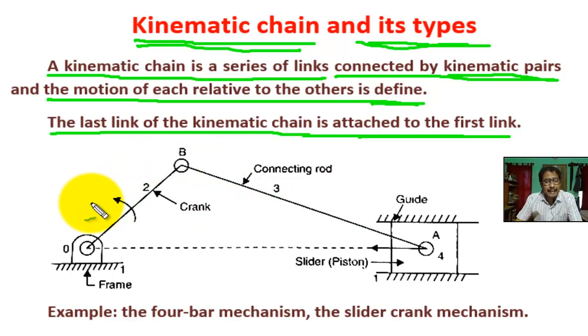This is a slider crank mechanism. Here this part is fixed, this guide is fixed, all fixed parts are the frame, and all fixed parts are considered one link. This is the crank, this is link 2, this is the connecting rod, this is link 3, this is the slider or piston, this is link 4.